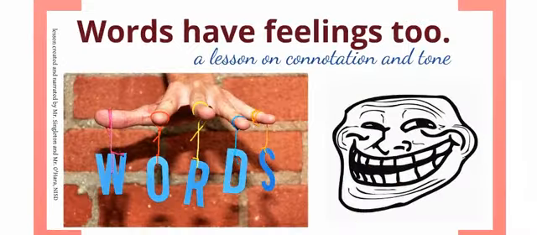So, you should understand now what connotation is, that words have feelings too, and how the feelings of specific words can give us ideas about what the tone of a piece of writing is.